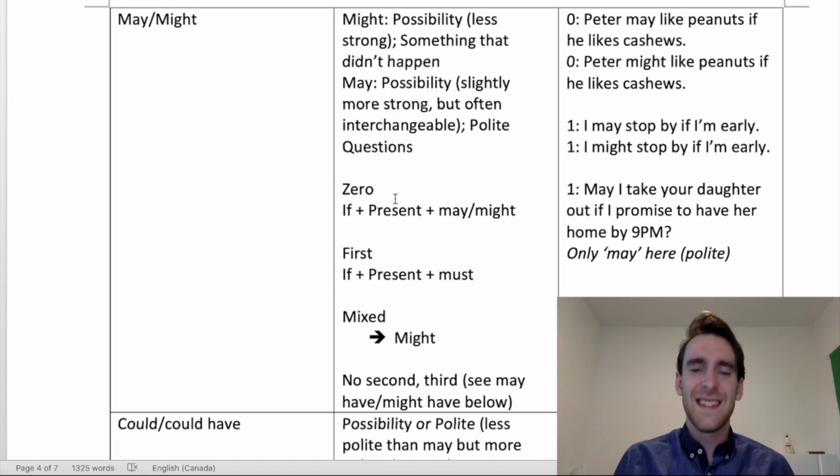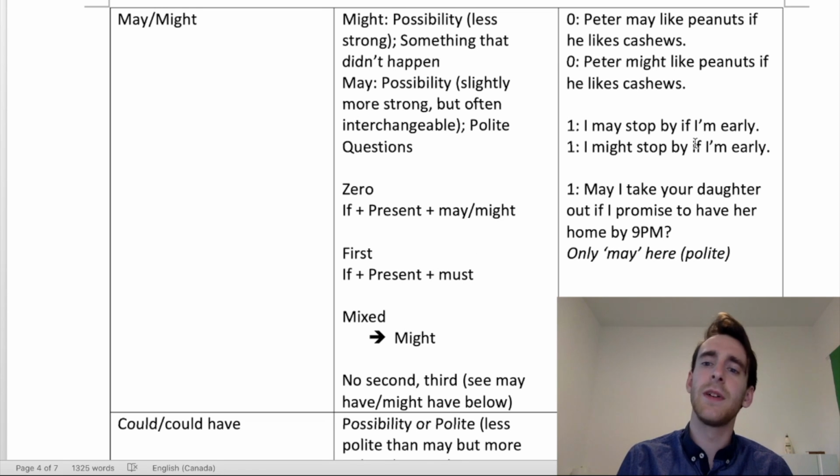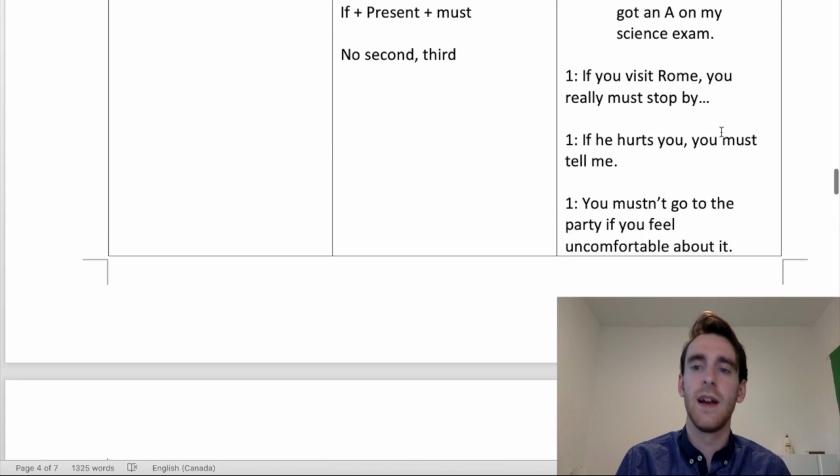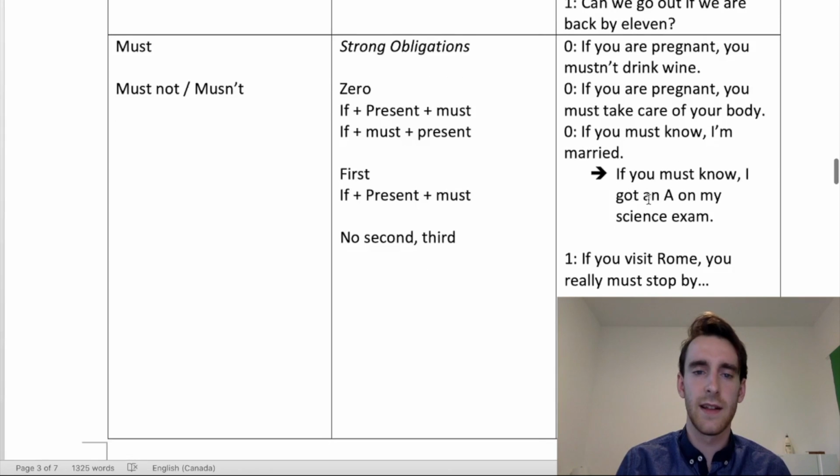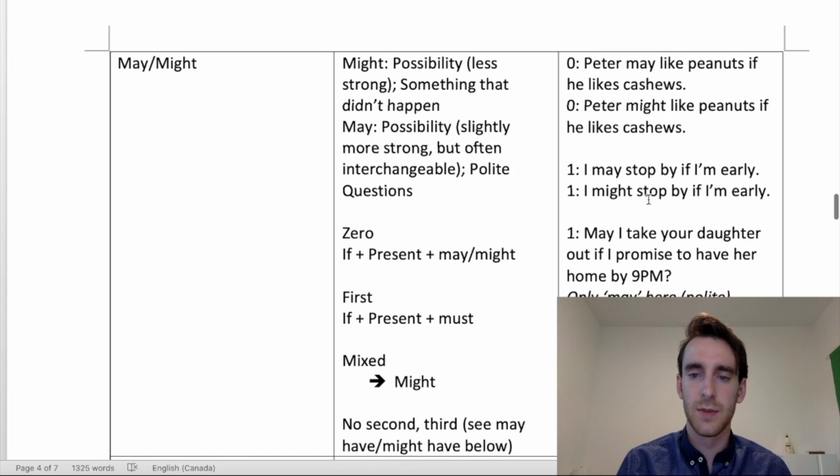Anyway, the zero here, right, guys? If plus present plus may or might. So we talked about that up here, and the first, if plus present plus must. Remember, guys, here we use the present after if. Always remember, present after if. The same thing up here, right? Present after if. Don't use will or anything like that with these modal verbs.